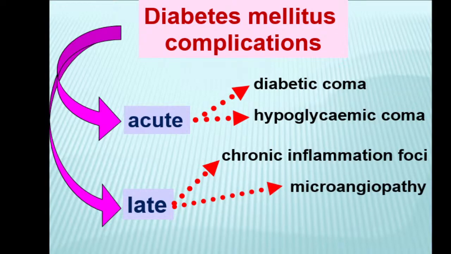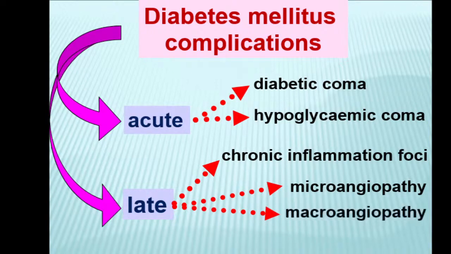Problems with blood circulation, micro and macroangiopathy, manifested with problems of vision, brain, kidney, lower extremities, heart.